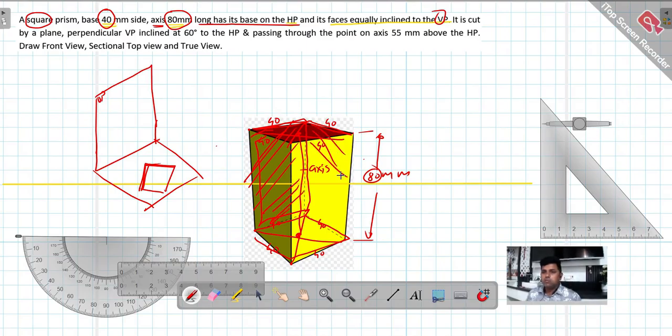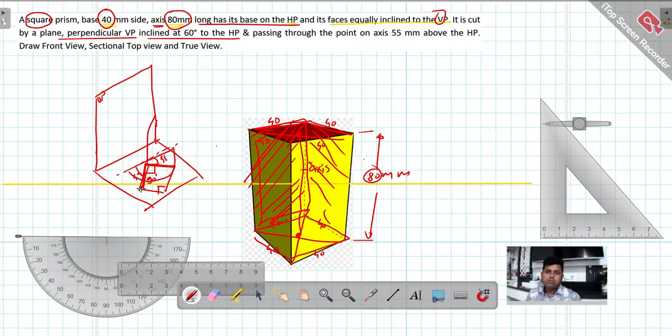Okay, here again one more face, which are equally inclined to the vertical plane. It means there is an angle which is inclined. We know that this is 90 degrees as it is a square prism, and the rest will be: this is 45, this is 45, as the total is 180, meaning 45, 45, 90. Okay, so this is something given to us, and the next is it is cut by a plane perpendicular to VP, inclined at 60 degrees to HP.